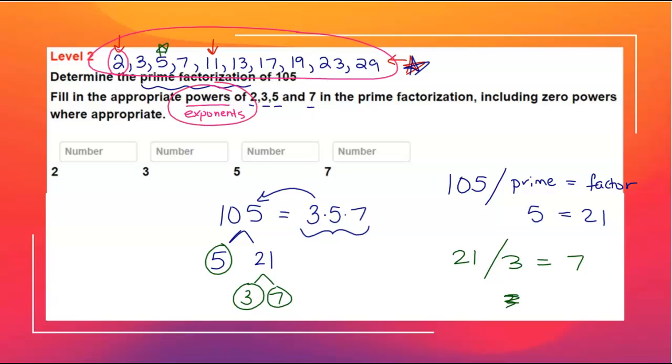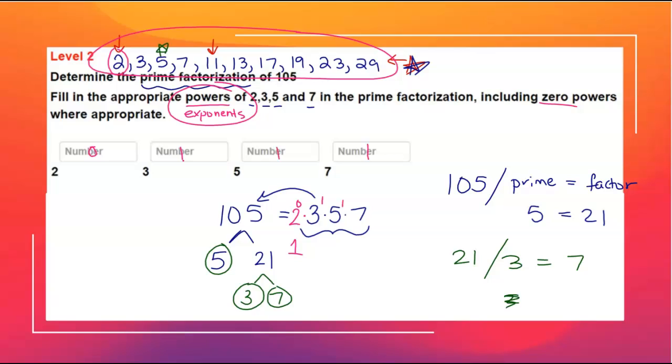So now we have to enter the powers or exponents correctly on Mobius. Now there is no base 2. So since there's not a 2, we're going to use a 0 power because 2 to the 0 is 1, and 1 times 3 times 5 times 7 is still that 105. So 2 to the 0 is that one. And then we'd only have one 3. If we had two 3s, it would be 3 times 3, or 3 squared. But in our case, it's just 3 to the first. And we have 5 to the first and 7 to the first.